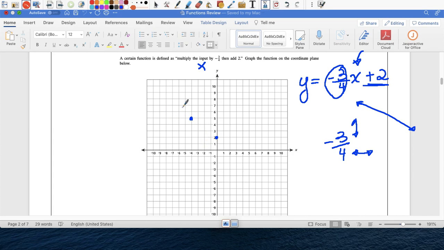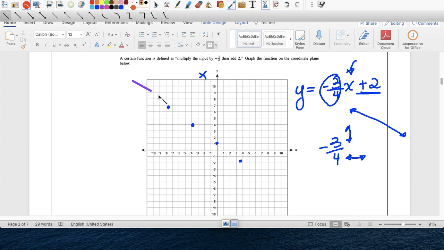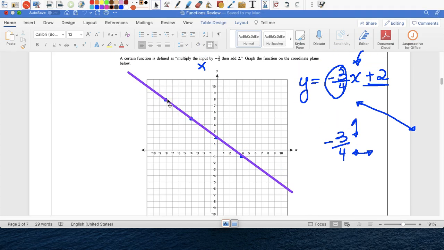You want more? Just do it again. 1, 2, 3, 1, 2, 3, 4. Going down, obviously, you're going to have to go the other way. So 1, 2, 3, 1, 2, 3, 4. And so forth. That's more than enough for us to create a line and show this relation. And then let me graph a line.